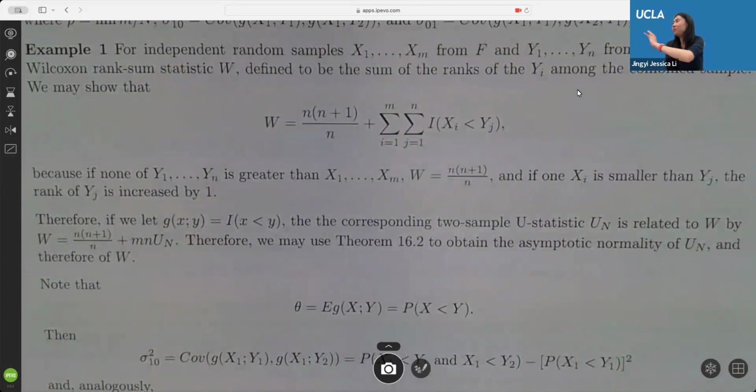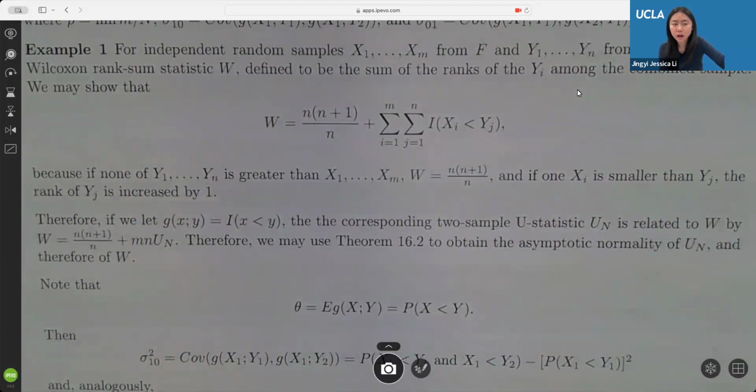Previously we had the signed rank test. You saw why, because we have the sign indicator function multiplied by the rank. Okay, so the W statistic is defined as n times (n plus 1) over 2 plus a double sum, i goes from 1 to n, j goes from 1 to m, of the indicator function xi less than yj. What does this mean? How do we interpret this W formula?